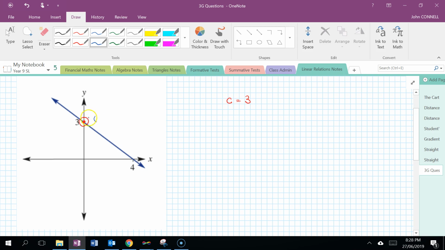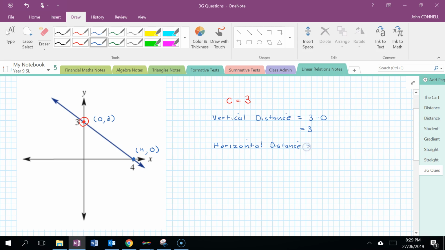So here, this point here has an x-coordinate of 0 and a y-coordinate of 3. And then this point down here, which is the x-intercept, has an x-coordinate of 4 and a y-coordinate of 0. So then here we need the vertical distance, which we're going to get by subtracting the two y-coordinates. So 3 take 0, which gives us 3. And then we need the horizontal distance, which we get by subtracting the x-coordinates.